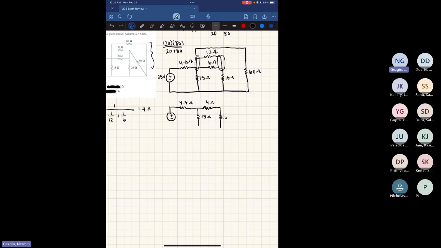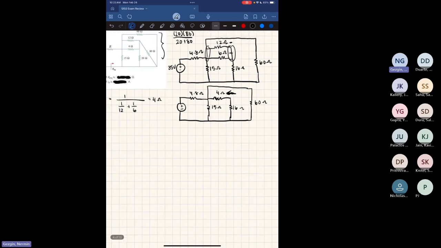We have the 16 here from before, and then we have this branch with this resistor here. As you can see, we combined this 12 here and this 6 here, and it became this 4 that we have right here.